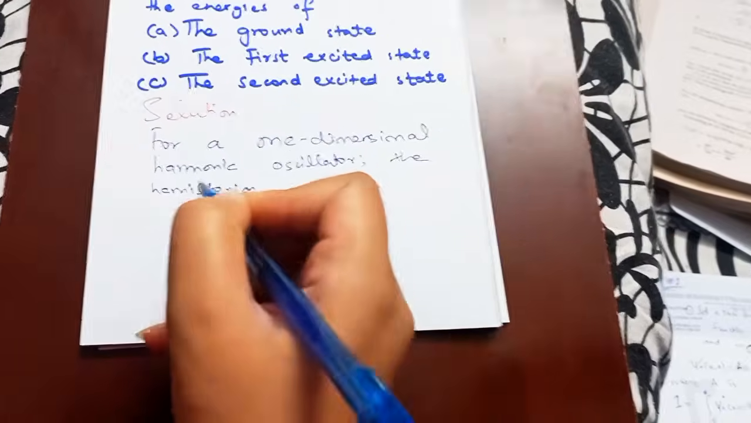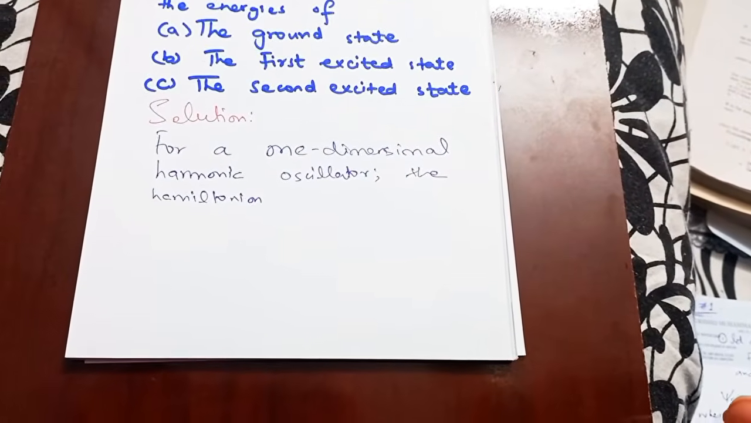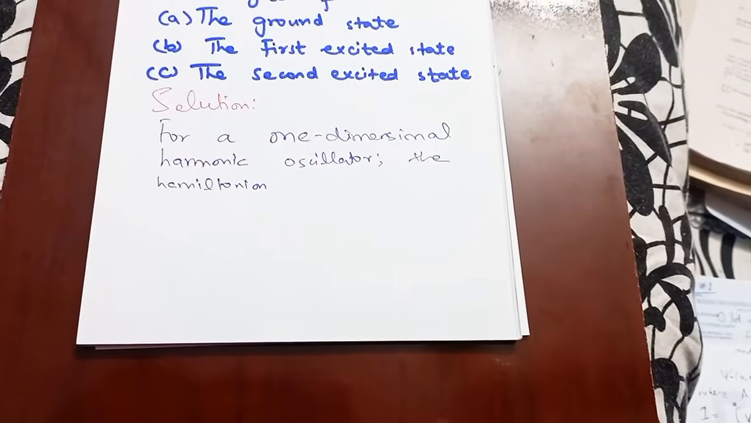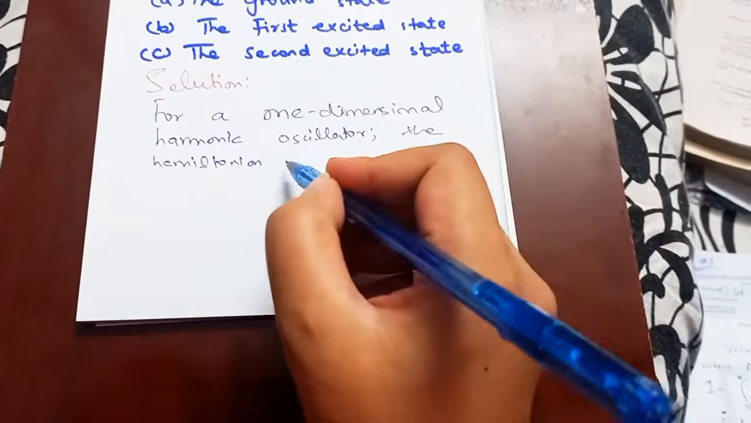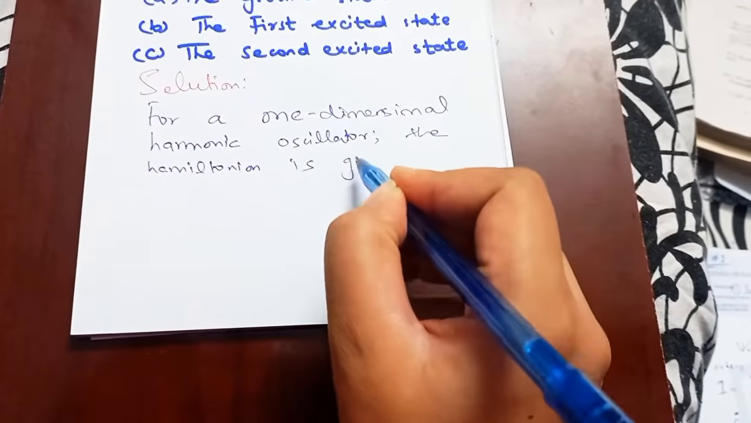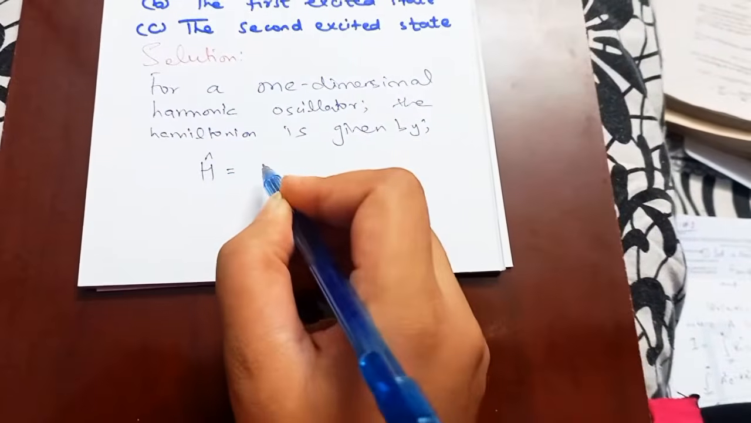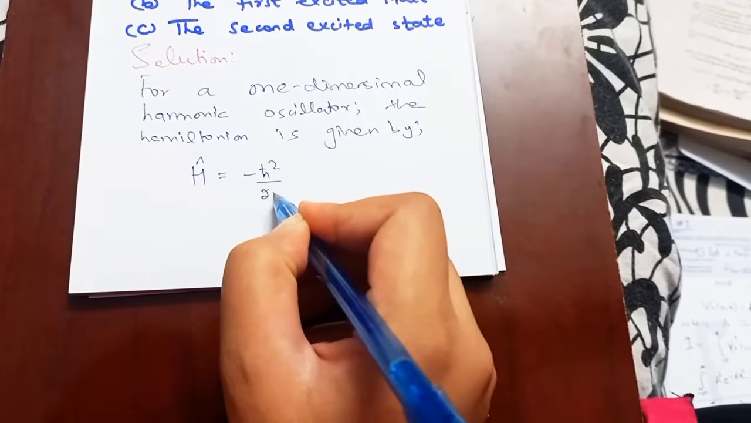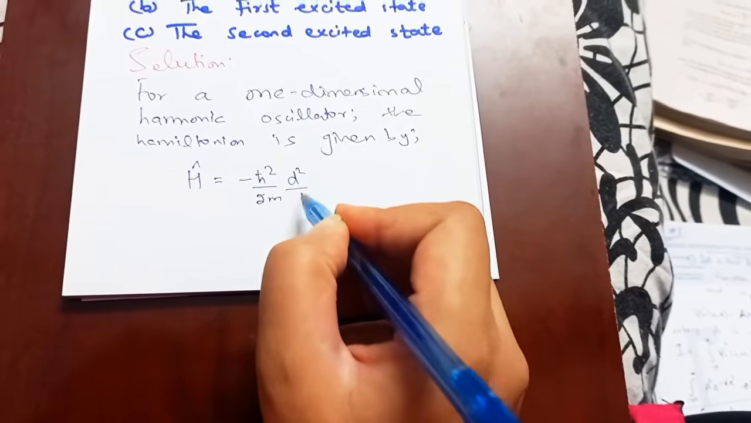The Hamiltonian actually represents the operator for energy, and we know that any system that we have on earth or in the universe has two types of energies: kinetic energy and potential energy. The Hamiltonian is equal to the kinetic energy, which in terms of quantum operators is equal to minus h bar squared by 2m d squared by dx squared.